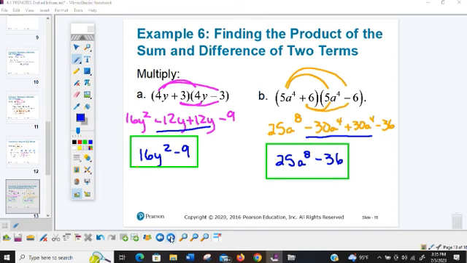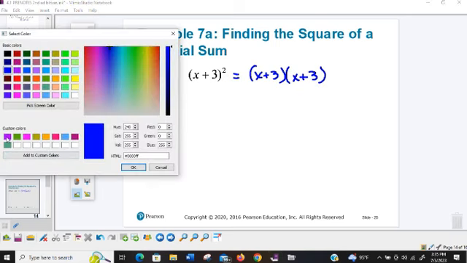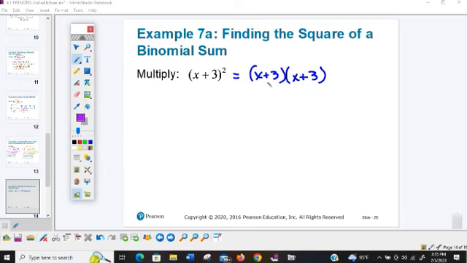Now we're going to look at some more. This is a little bit different. What this tells you is before you multiply, you have to write it twice. So this is the same as x plus 3 times x plus 3. You write that twice. Okay. Now we're just going to FOIL it. Now this time the middle term is not going to cancel out because on this one, they're not the same except for the sign in the middle. They have the same sign.